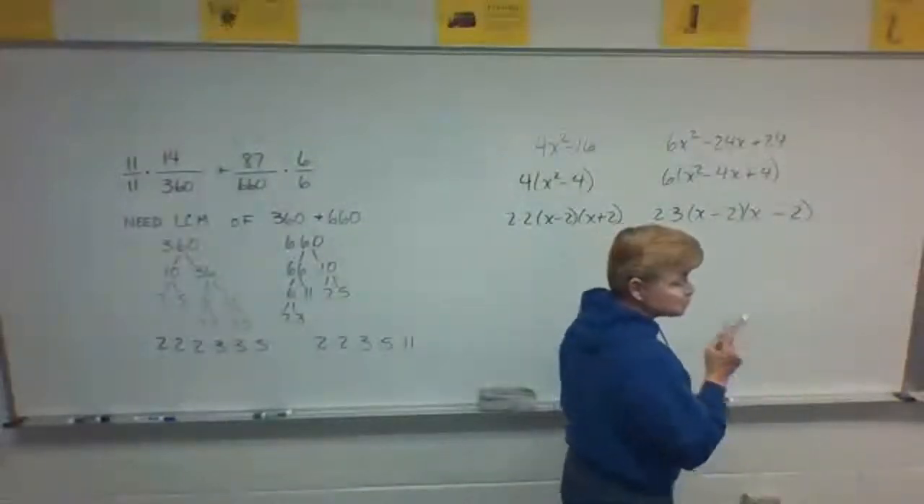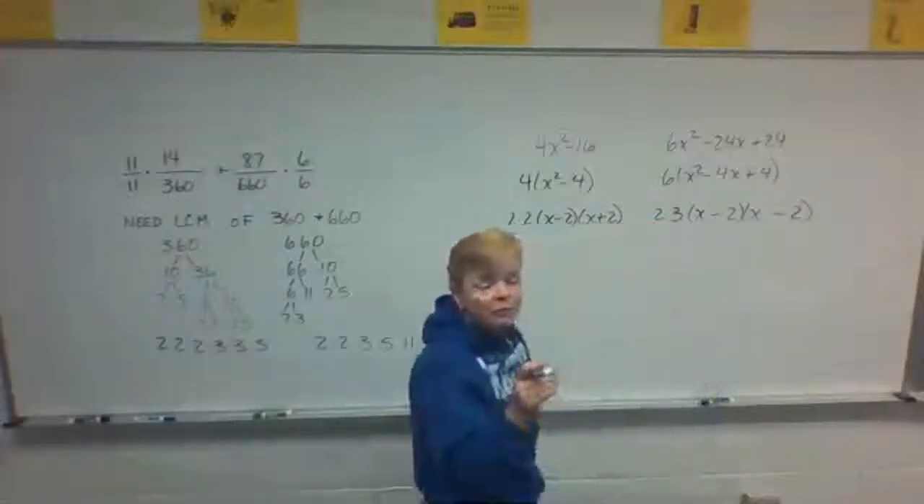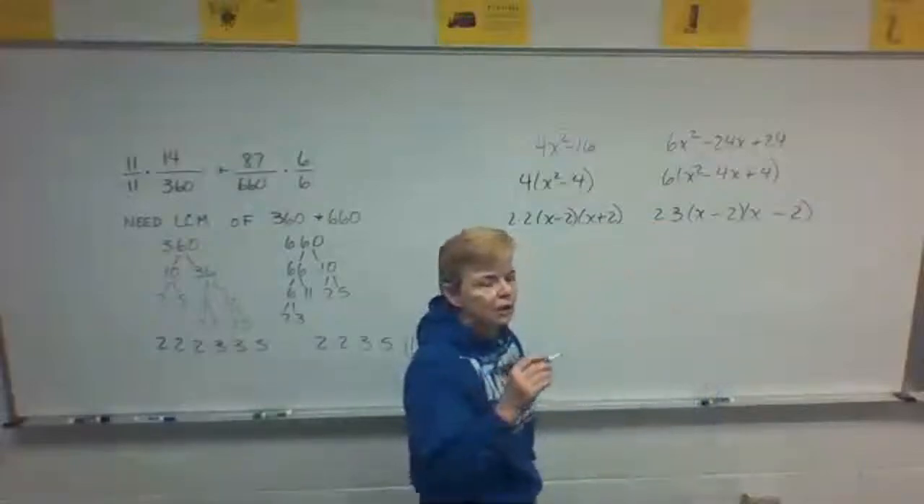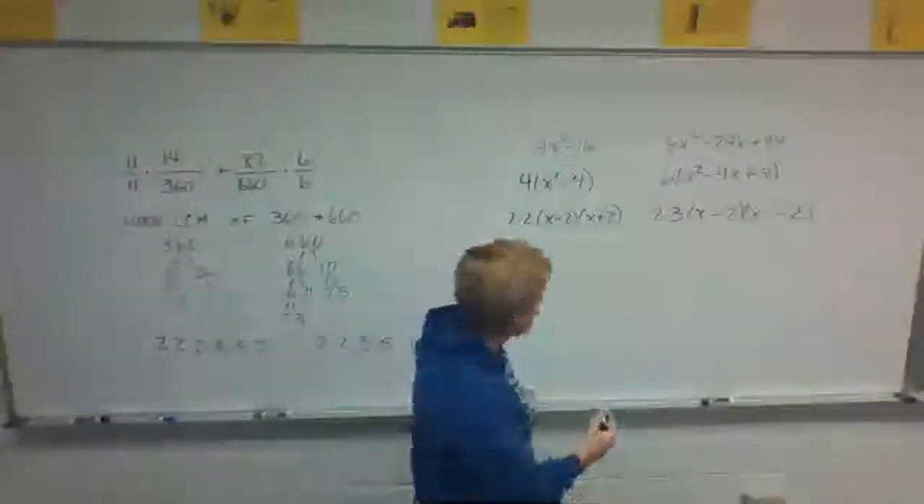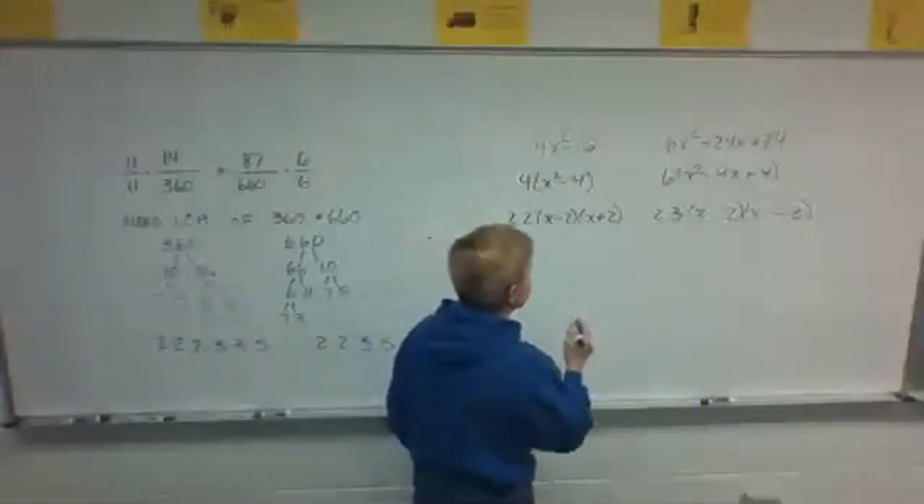So are these the denominators of the fractions? They would be if we were doing an actual adding of fractions. We are just trying to find the least common multiple of two things. But yes, these would be denominators of something. Okay? So now that I have them completely factored, here I go.